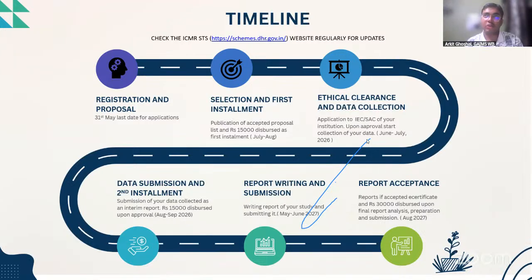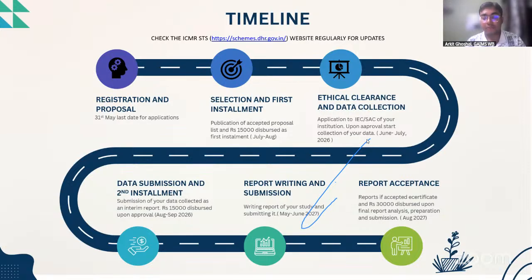Then you are applying for ethical clearances. And by next year, June or July, you are going to the lab or onto the field, sweating over your data in the summer season and regretting your life choices thoroughly. But then, if you are submitting your data and writing a preliminary report, and if that gets accepted, you are getting a second installment from it.